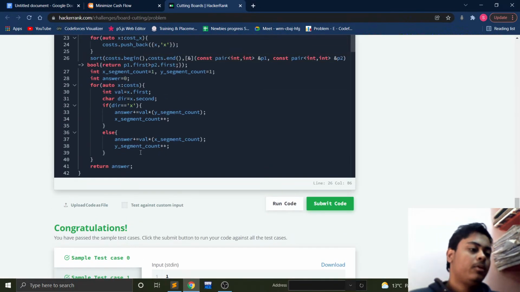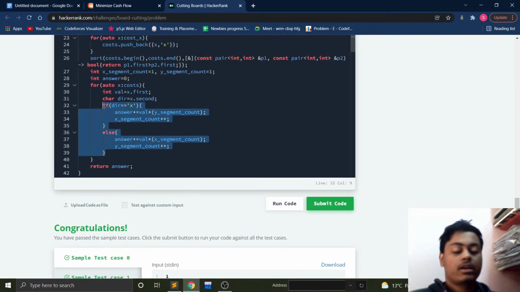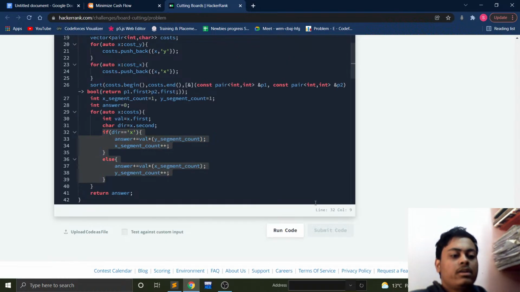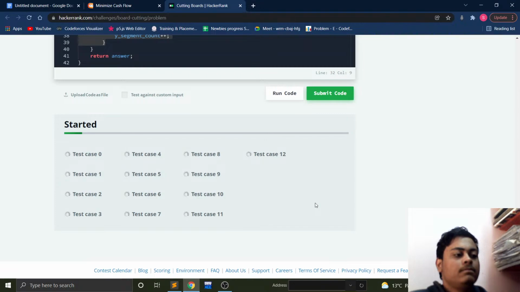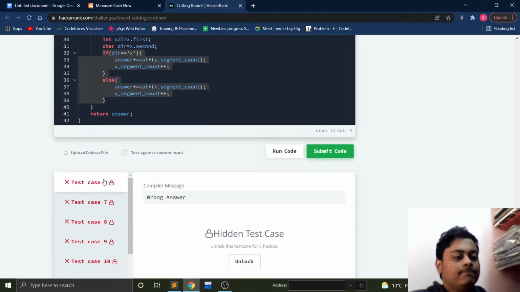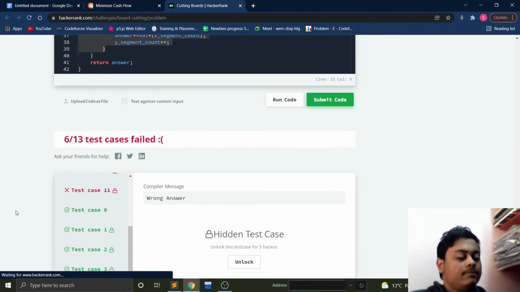let me again think upon the fact that this thing is correct. If I cut in the x direction, the number of y segments will increase. Now, next time if I cut in the x direction, x will remain the same, but y will only increase. Yes. Let's try to submit this. Oh, I knew that. Yes, I knew that.